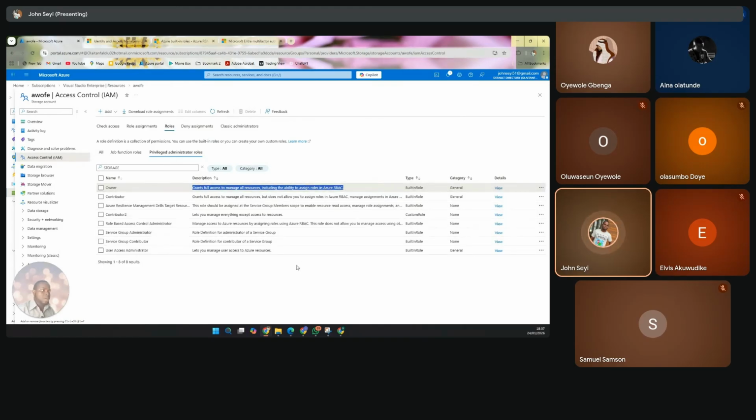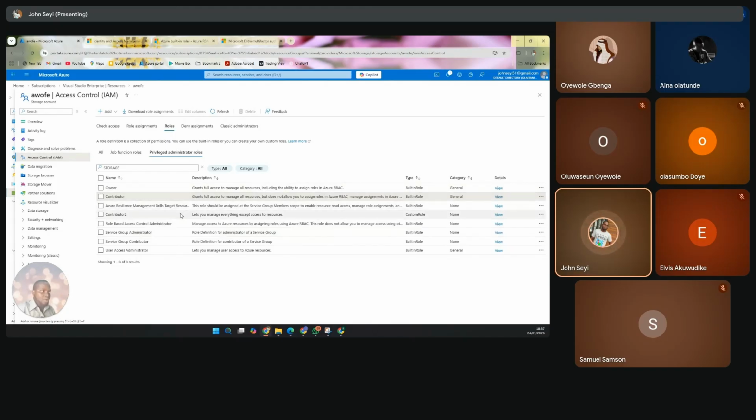We can now say we have the contributor role. This person can manage all resources, but does not have access to assign roles to users. Can you see it? You can say, I want to manage this virtual machine, but I can't assign this role to some person in this virtual machine. No, I can only manage that virtual machine itself. That is contributor access.